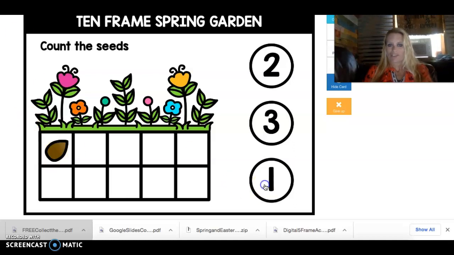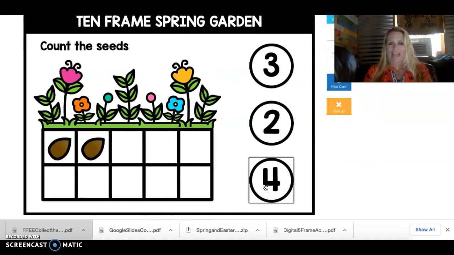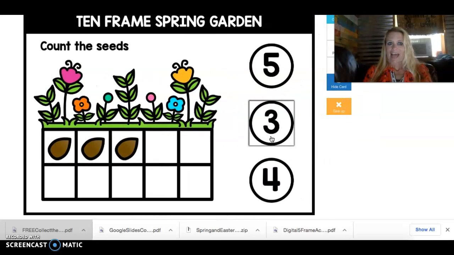Good. I'm going to push the 1. Good job. How many seeds do you see in the 10 frame? 1, 2, 2. How many do you see in the 10 frame? 1, 2, 3. Is this a 3? That's a 5. Is this a 3?